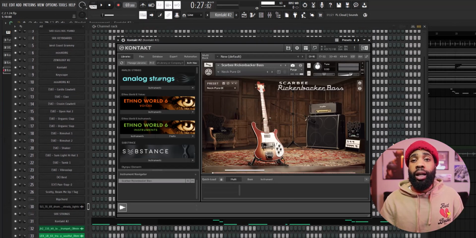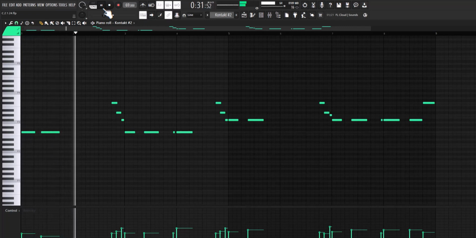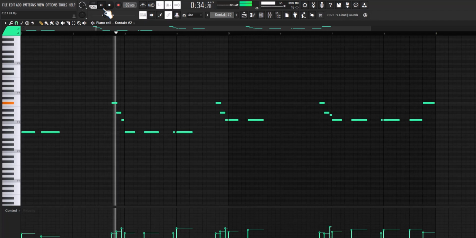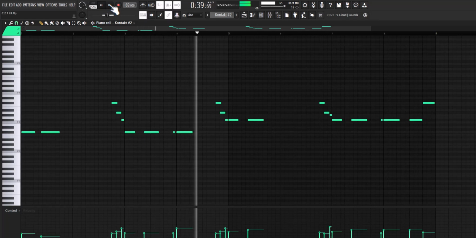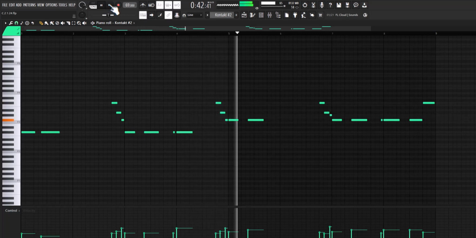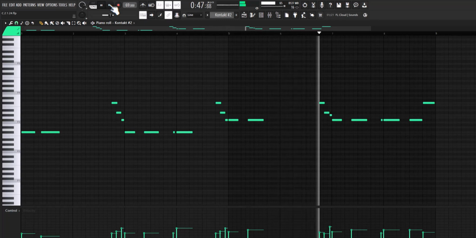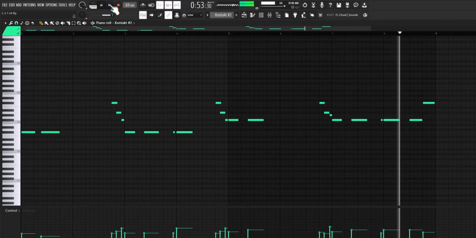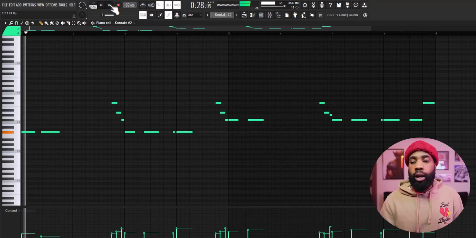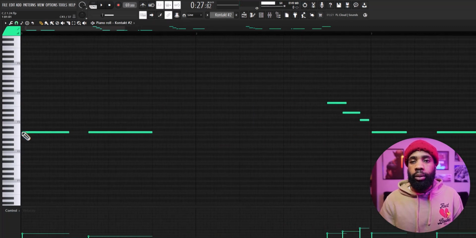All right, so for my bass, I went to Contact and got the Rickenbacker bass. As you can see with these, some of them are off the grid. Just play with the bass and try to get it real groovy. Everything don't gotta really be hitting on the grid.